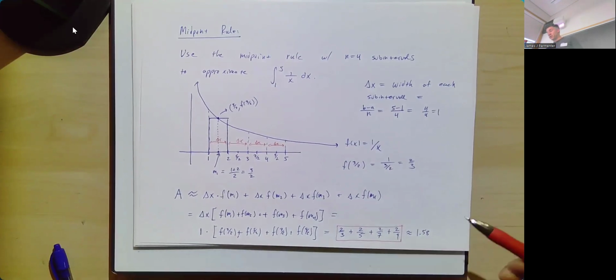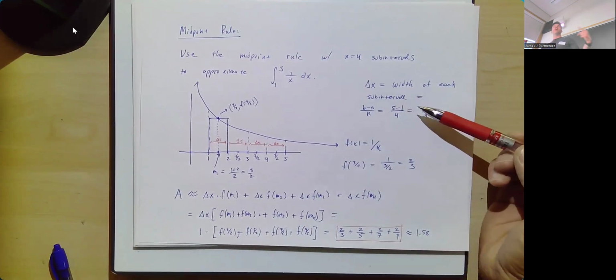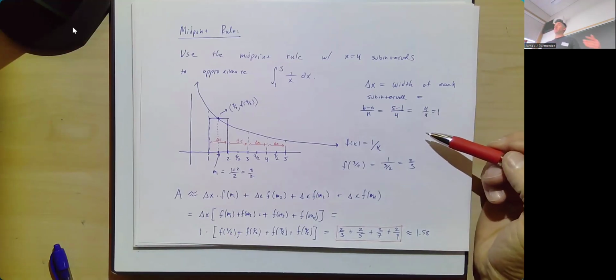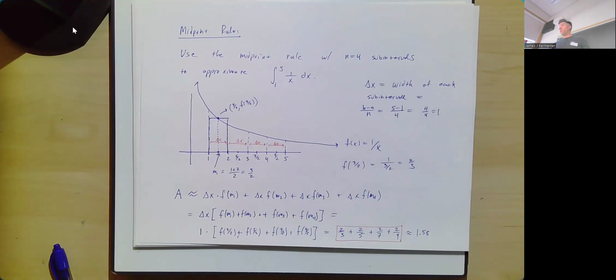Correct. Delta x is literally the width of each subinterval, which you get from your total interval length divided by the number of subintervals. In this case, it happens to be 4 divided by 4. But we could have a different example where each subinterval had a different width, which we'll do in a second.